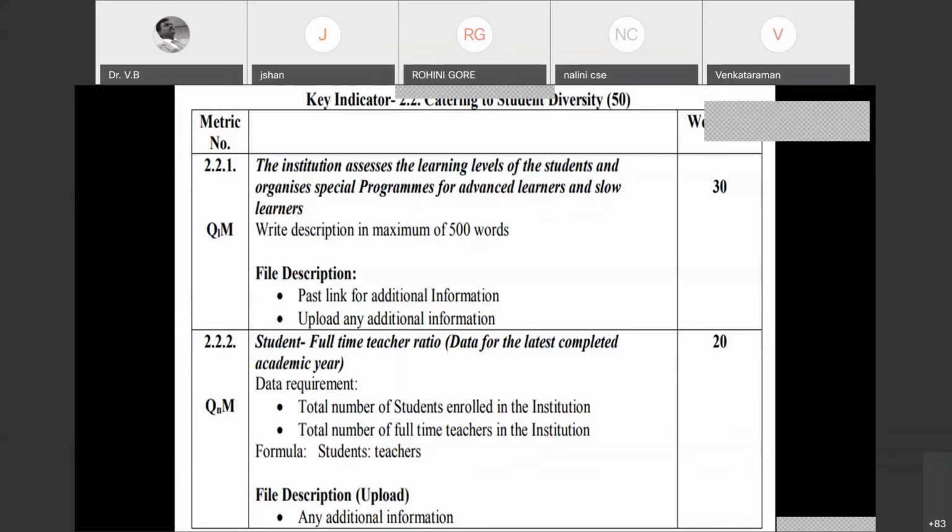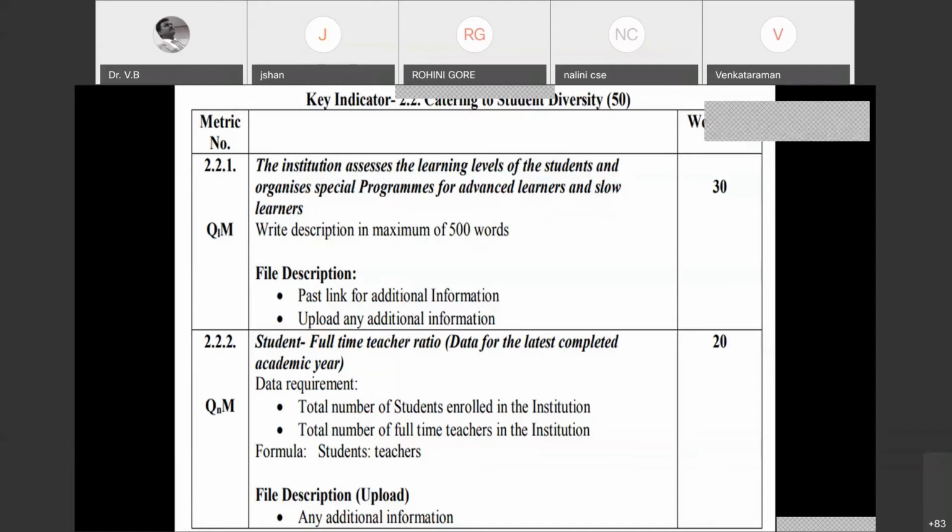And Mr. Makesh Raj is asking if there is any criteria to distinguish between advanced learners and slow learners. Sir, there is no specific criteria. As teachers, we know who are the advanced learners and slow learners, which we would have identified based on their performance in the internal assessment tests that you have conducted.